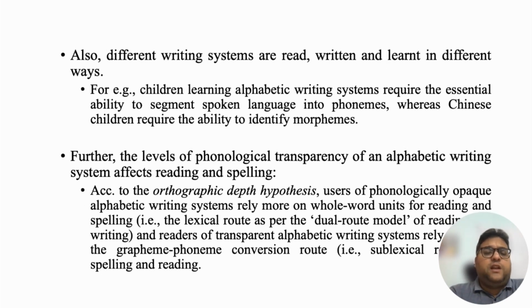Also, the way different writing systems are read, written, or learned could be different. For example, children who are seeking to learn an alphabetic writing system would require the essential ability to segment the spoken language into phonemes, whereas Chinese children would require a slightly different skill and the ability to identify morphemes. Also, the level of phonological transparency of an alphabetic writing system, or any writing system for that matter, would affect the manner in which the text in that language is read or spelled.